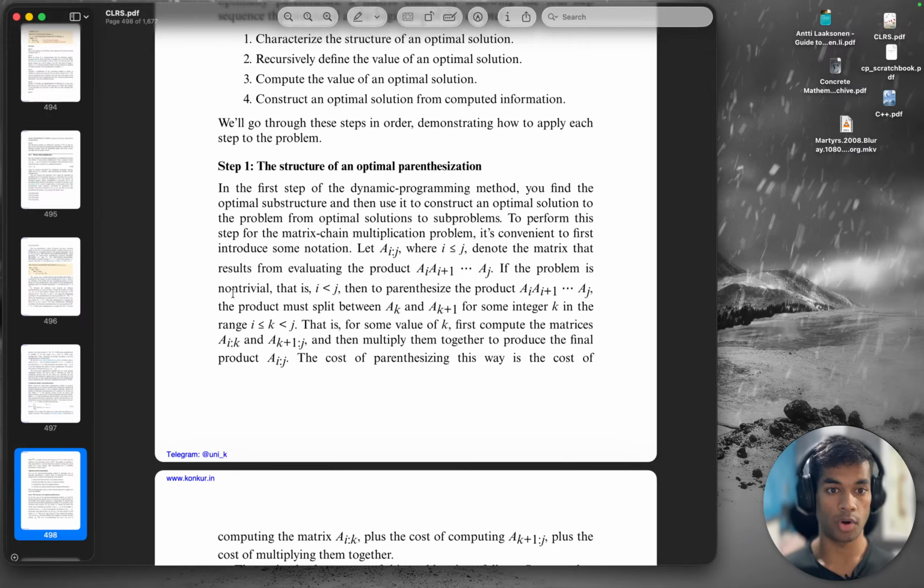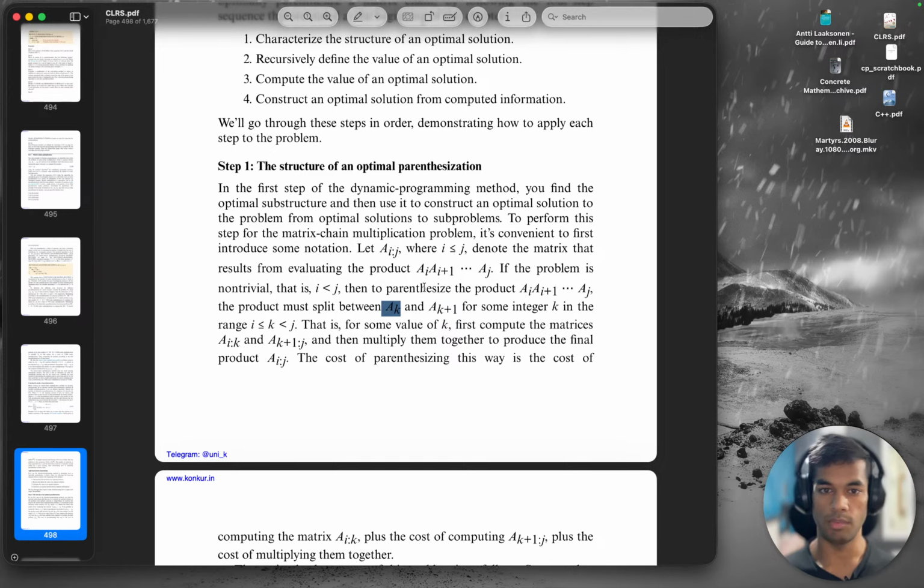If the problem is non-trivial, that is i is lower than j, then there must be a split. Then to parenthesize the product from i to j, the product must split between Ak and Ak plus 1.